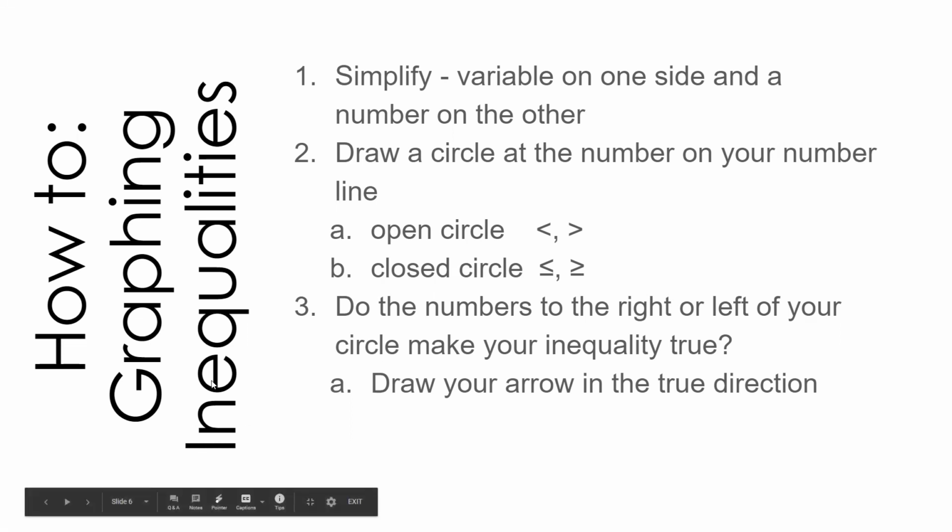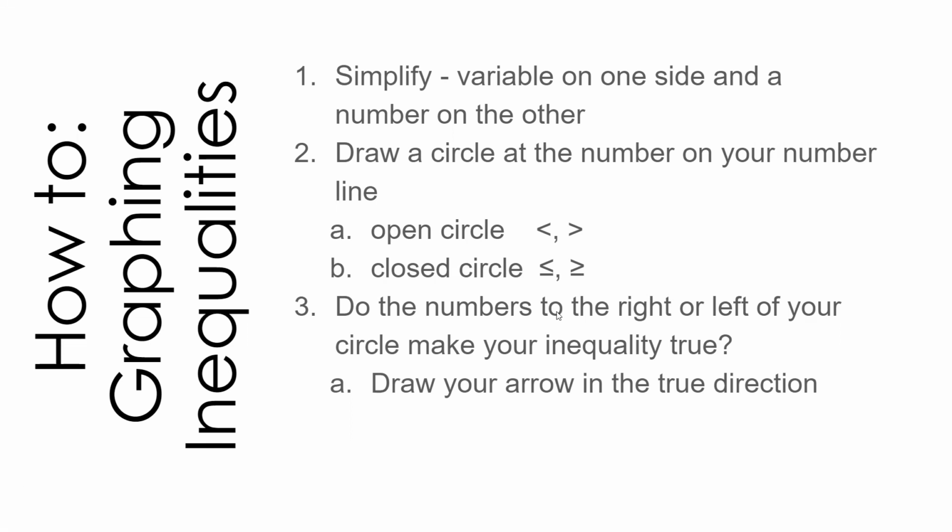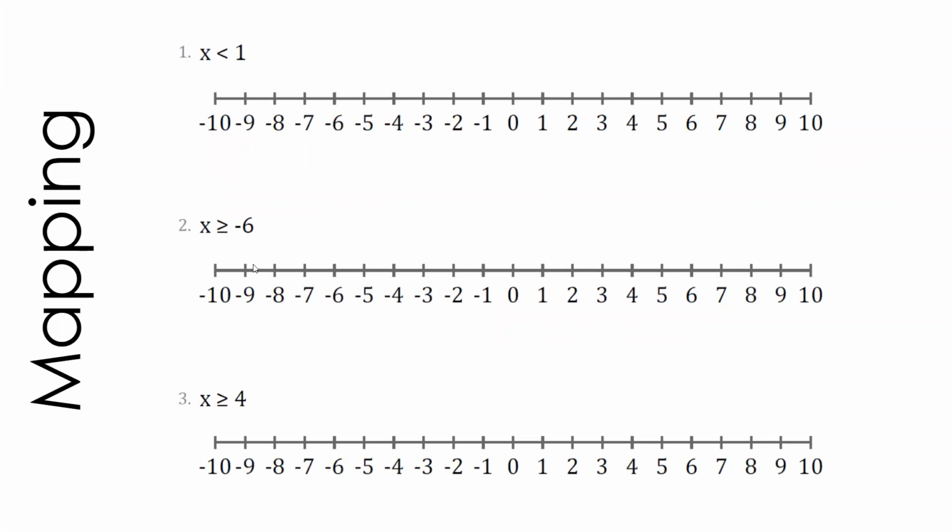Step number 3, do the numbers to the right or the left side of the circle make your inequality true? And you're going to draw that arrow in the true direction. I'll tell you what I mean by that. Let's do a couple of problems. First thing we're always going to do is simplify. I have to make sure that there's a variable on one side and a number on the other, and there is, so I'm going to go with step number 1 without any work. Step number 2 is I have to draw my circle.